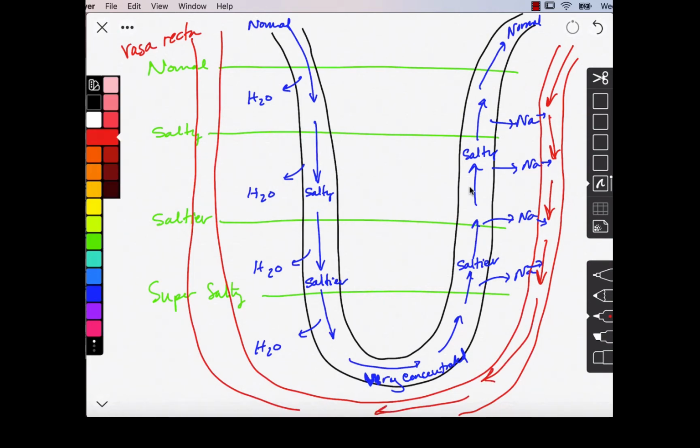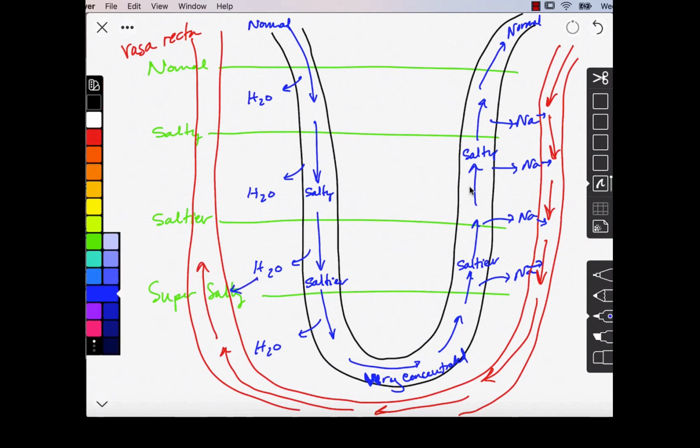Then, once it makes it around the bend and it starts going through less salty scenarios, it's going to start taking up water to, again, try to equilibrate with its surrounding environment. So I always think of the vasa recta like a vacuum cleaner that's coming through and sucking up all of the stuff that's left behind by that loop of Henle.